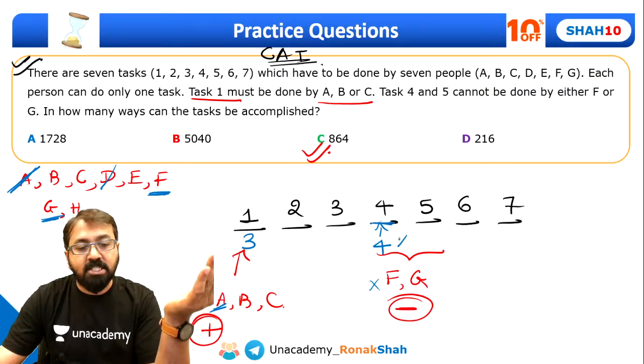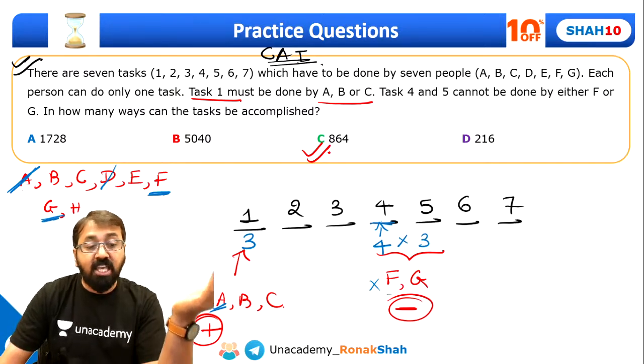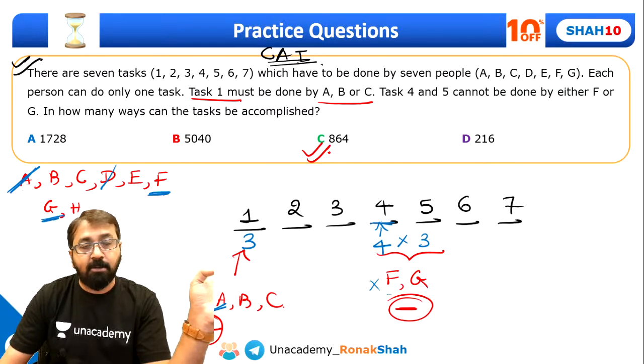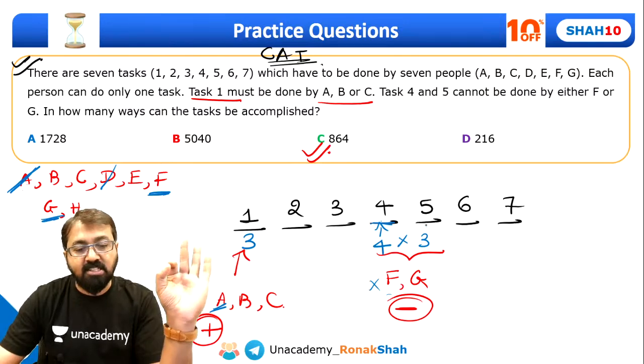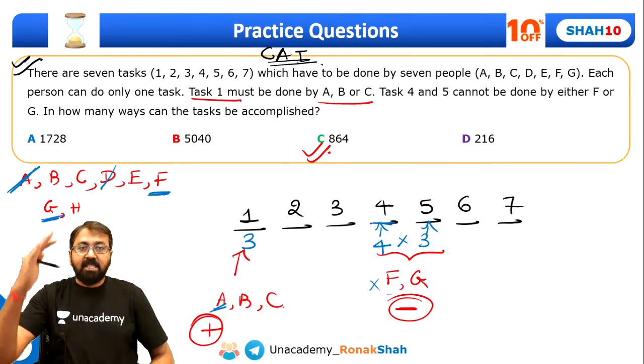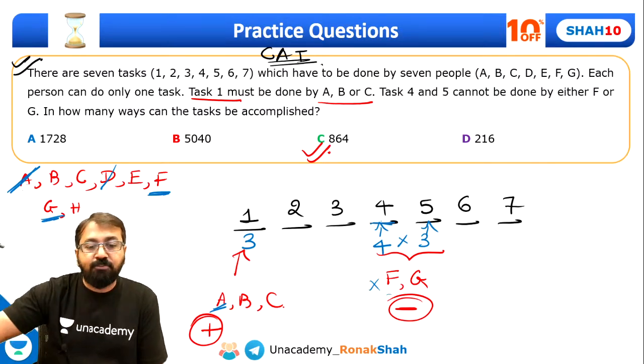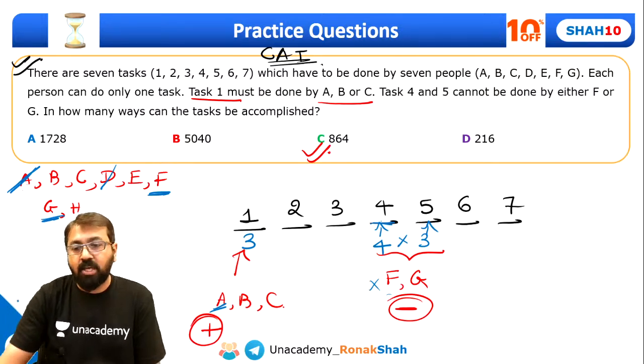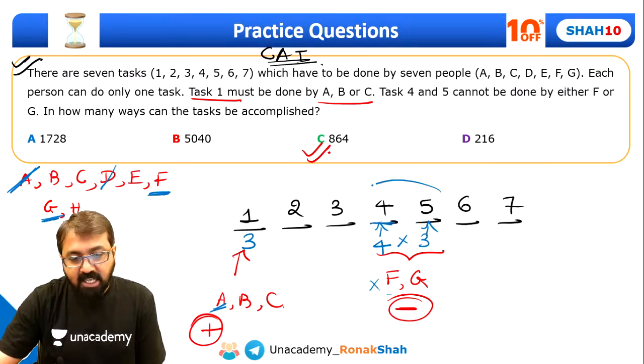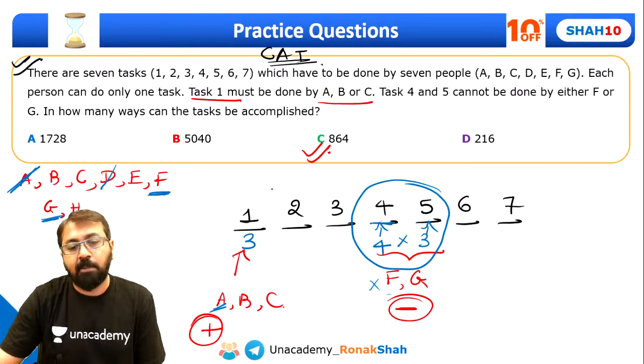अब मेरे पास कितने लोग बचे? 3 लोग बचे, क्योंकि F, G, A और D चारों लोग साइड में कर देने हैं. तो बाकी 3 में से किसी एक को टास्क 5 चला गया. क्या ये आपको समझ में आया? टास्क 4 and 5 के लिए 4 and 3 वेज कैसे हो गए? बस इस पार्ट में ज्यादातर स्टूडेंट्स को कंफ्यूजन होता है.